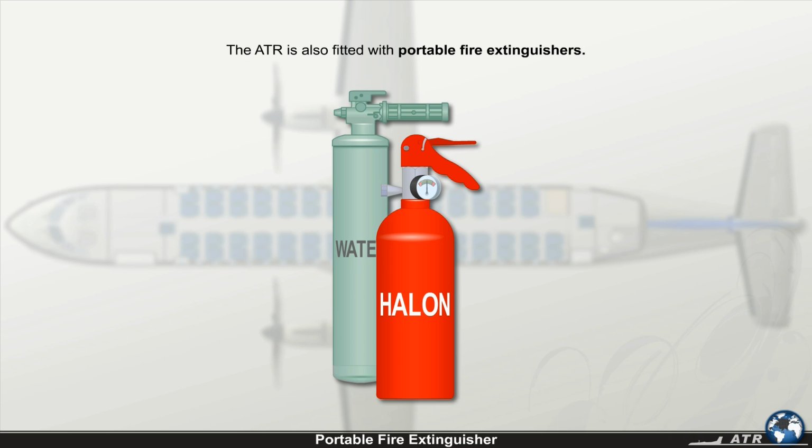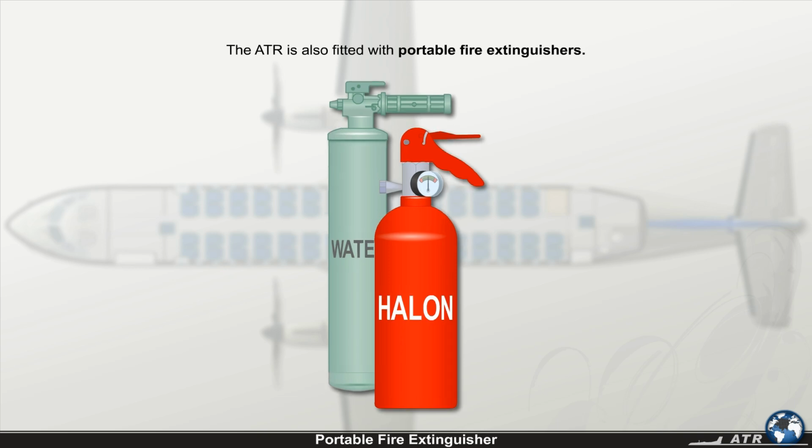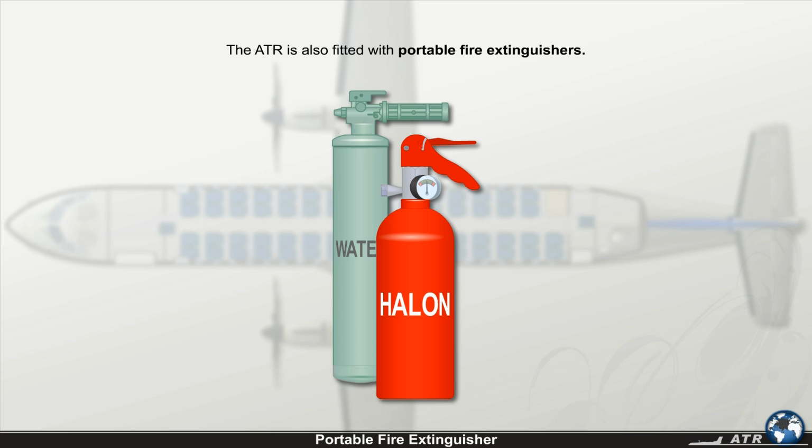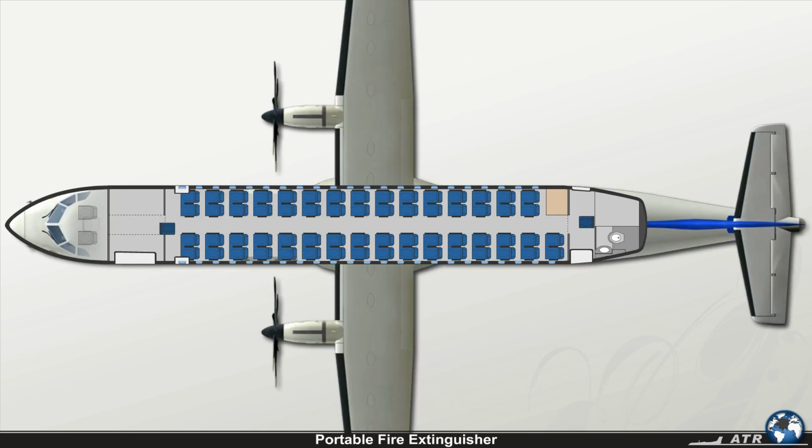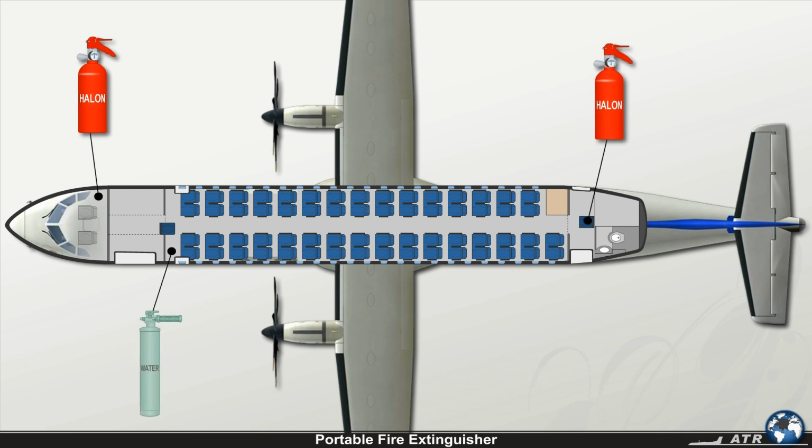The ATR is also fitted with portable fire extinguishers. They are located in the cockpit and in the passenger cabin area to enable crew intervention in case of fire on board.